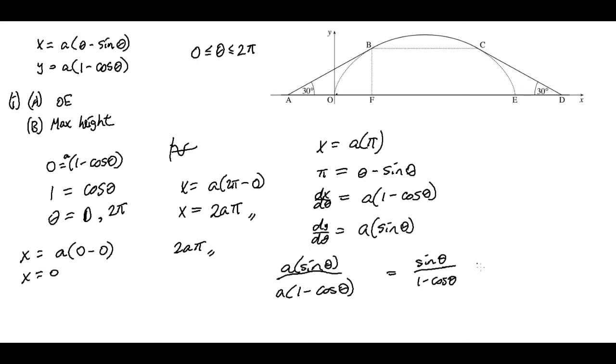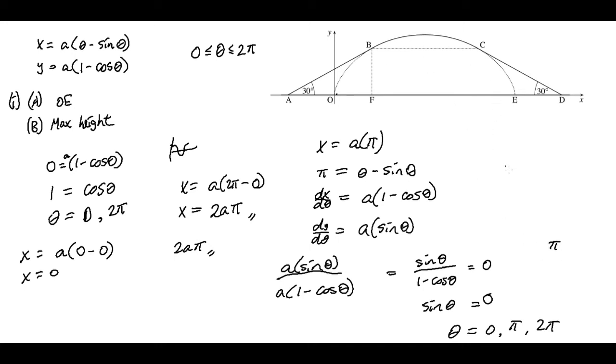is 0, because it is at its maximum point, and this is dy by dx. And so we know that sine theta has to be 0, and naturally theta will have to be either 0, pi, or 2 pi. And by the things that we've done before, we know it's not 0 nor 2 pi. So we know that it is at pi that this happens.